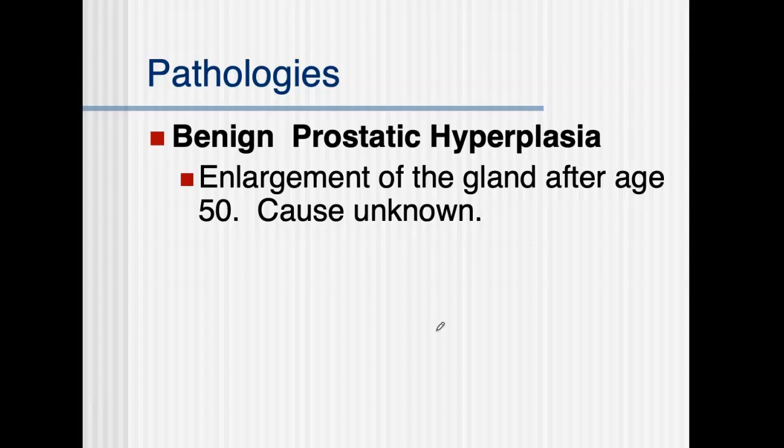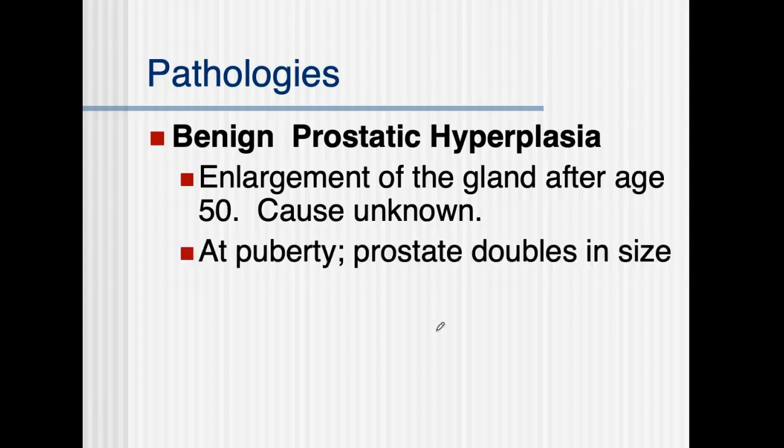So here, the pathologies. This video is going to be a little bit longer, but we'll just finish up with it. And this is very common, benign prostatic hyperplasia. This is the enlargement of the prostate gland after age 50. We don't know why that happens. This is not a cancer. This is a condition in which the prostate just starts to enlarge.